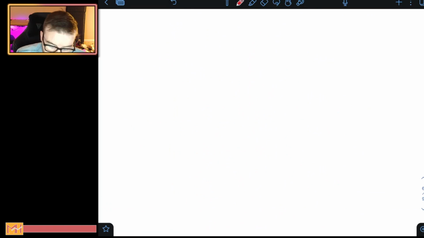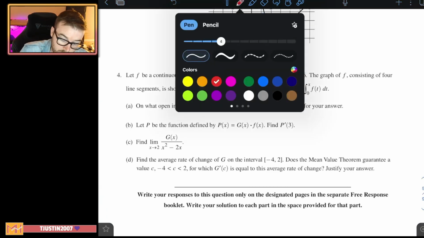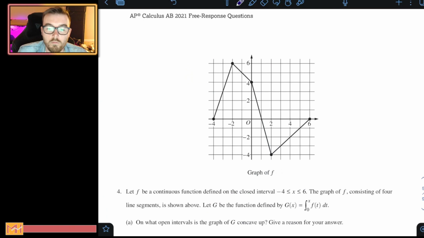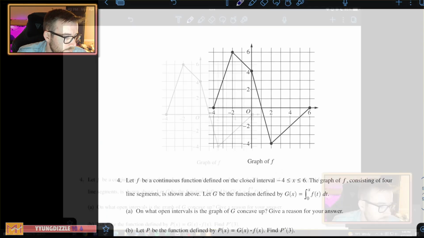All right, almost done here. This question is moving pretty quickly here. Find the average rate of change of g on the interval -4 to 2. Does the mean value theorem guarantee a value c between -4 and 2 for which g prime of c is equal to this average rate of change? Justify your answer. So the mean value theorem, and actually let me pull up my document.